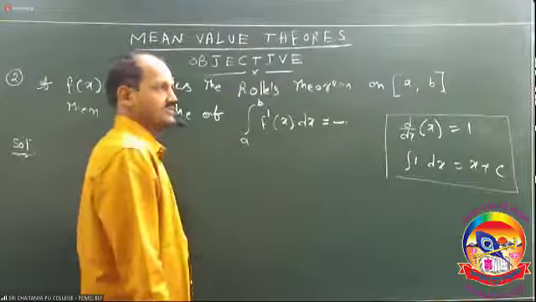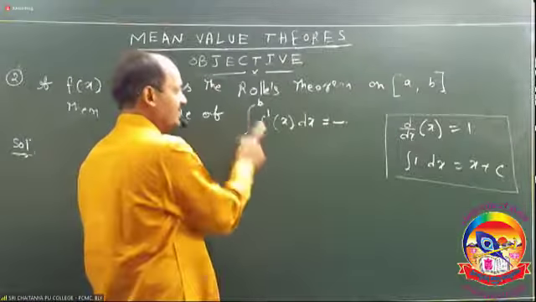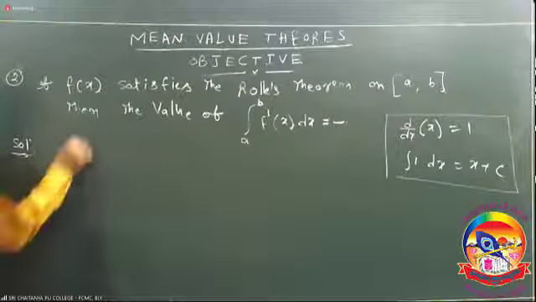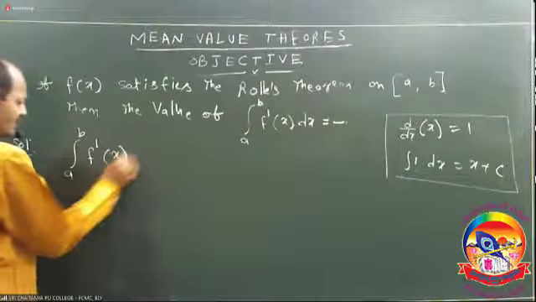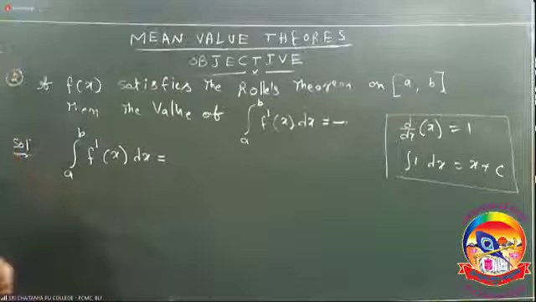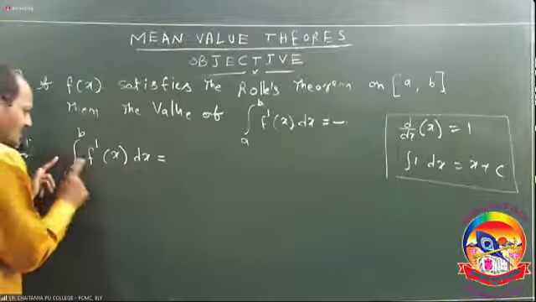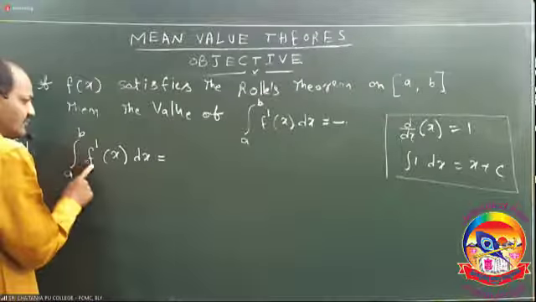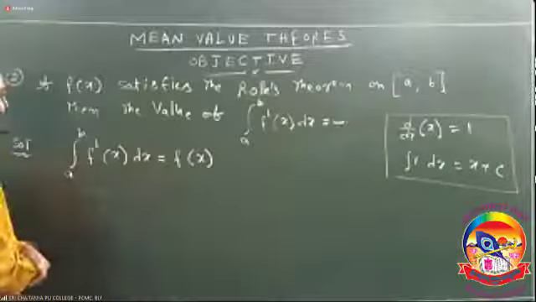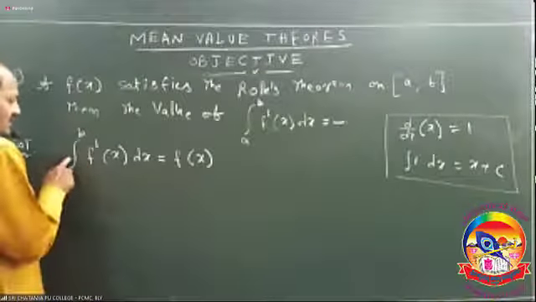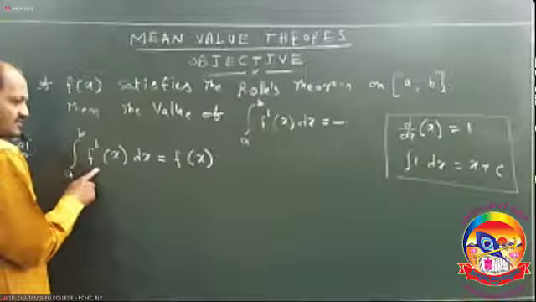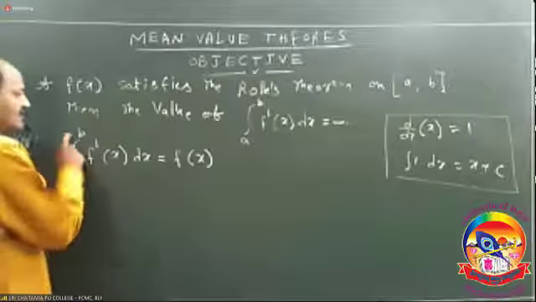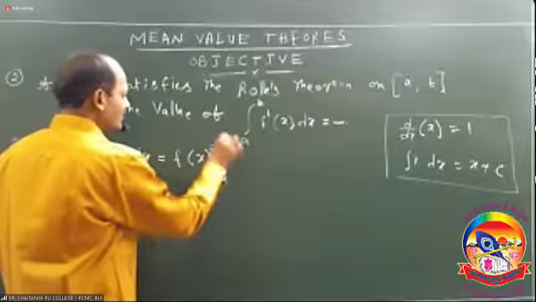So the integral of a to b f dash of x dx is equal to, okay? Already you know that integration and differentiation are both reverse processes. So integration and differentiation cancel, and we get only the function, that is f of x. The limit is a to b.